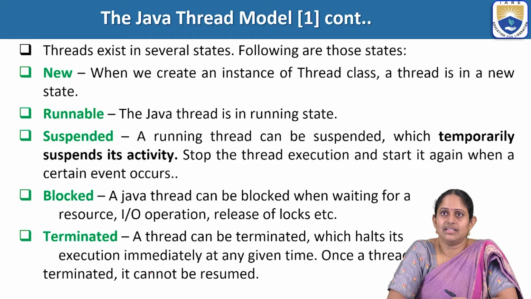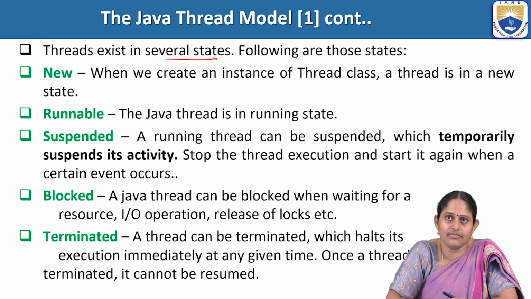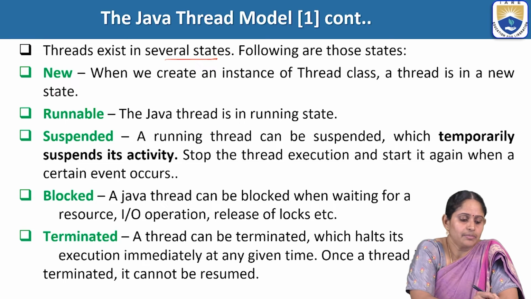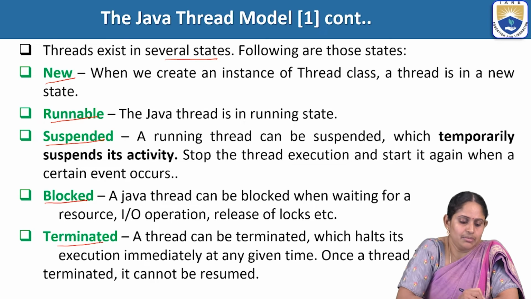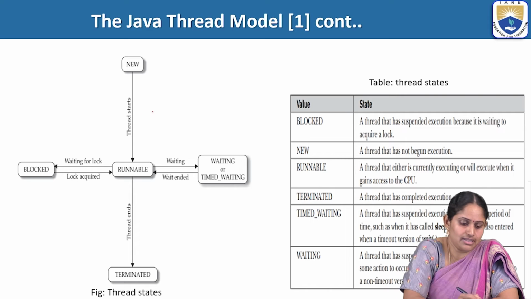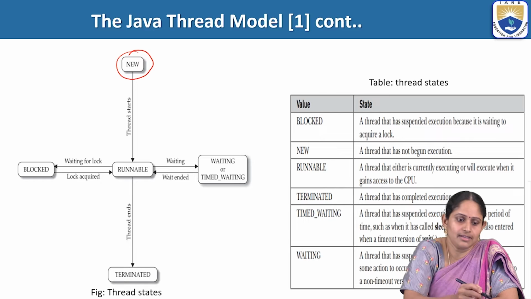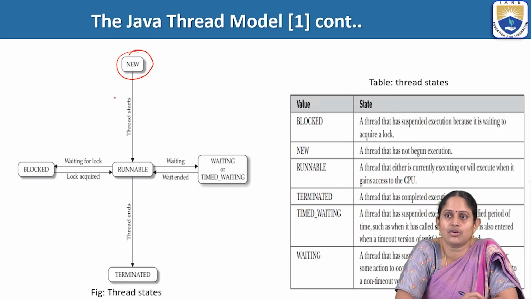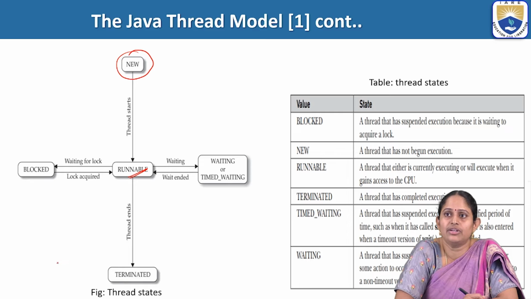Now, in the Java thread model, there are several states: new, runnable, suspended, blocked, and terminated. If you look at the diagram, we have the new state. Whenever a new thread is created, it will be in the new state, so the thread has not yet begun its execution. Once the thread starts executing, it moves to the runnable state.